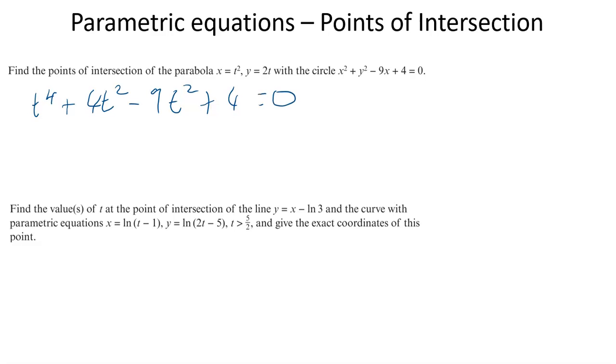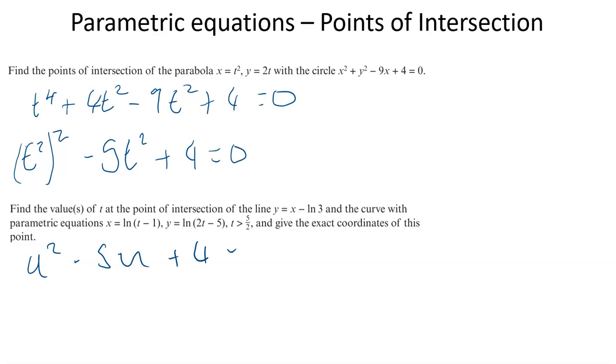Now we can simplify the 4t squared and this, and I'm actually going to write this as t squared squared, minus 5t squared plus 4 equals 0. I'm going to write it as t squared squared because it looks like a quadratic but with t squared in it. So I'm going to rewrite this as u squared minus 5u plus 4 equals 0, and see if we can factorize this.